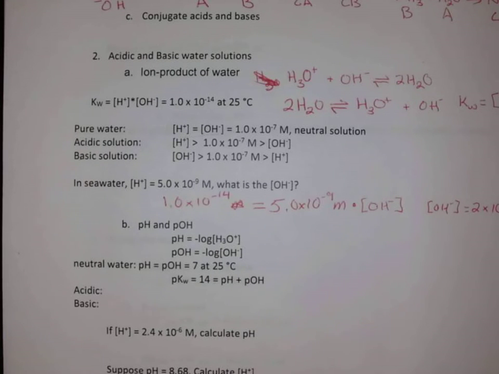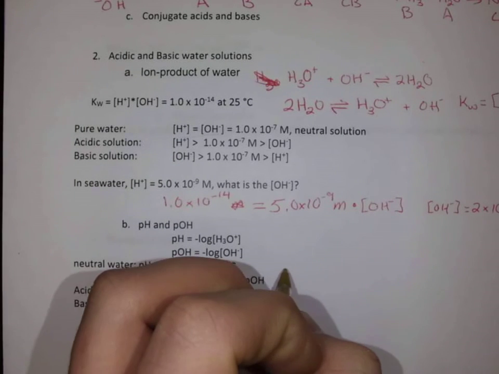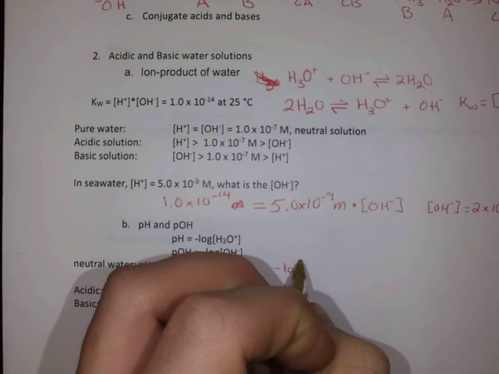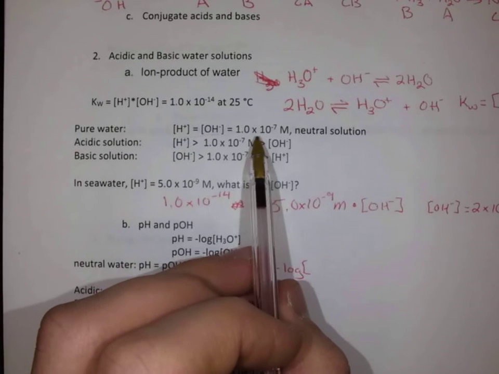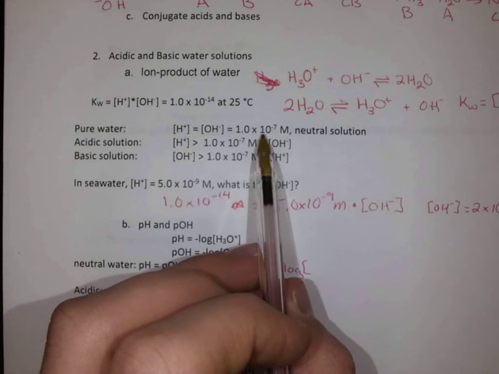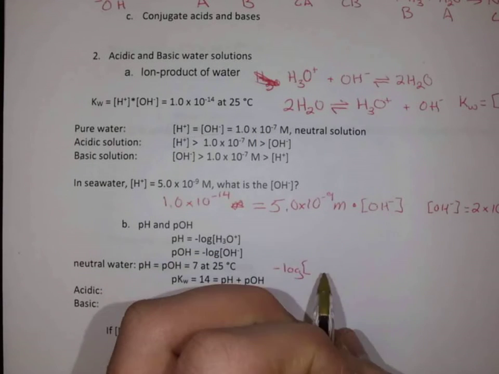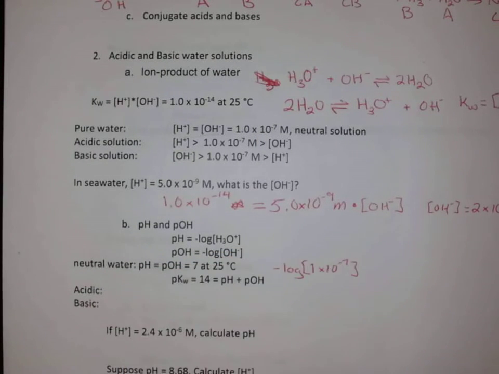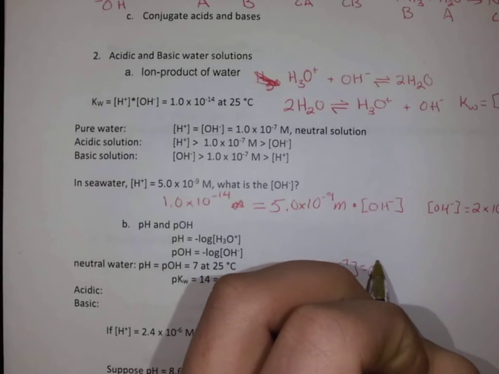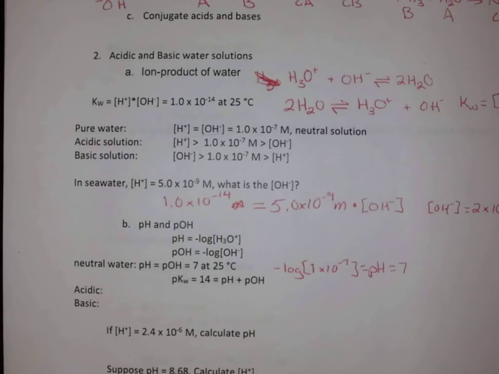Again, if we think about neutral water, pH is negative log of the H plus concentration. If we have neutral water at 25 degrees Celsius, it has an H plus concentration of 1 times 10 to the minus 7th. So 1 times 10 to the minus 7th. If you do that calculation, our pH equals 7, right? But it will change with the temperature, okay?